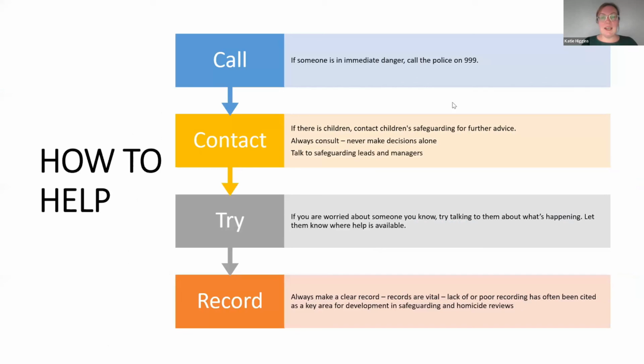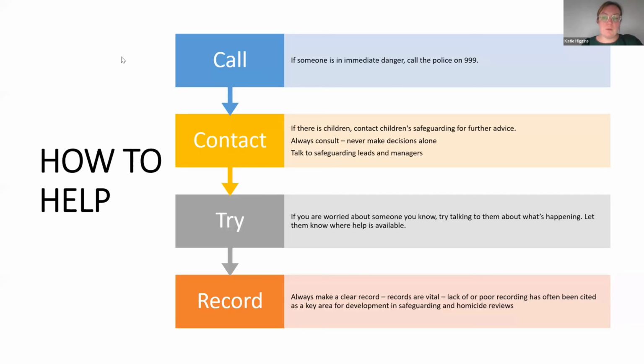So if somebody's in immediate danger, then it's a police matter. Again, if there's children in the household or children involved, then it's always a children's safeguarding referral. And don't feel like you have to make this decision alone. Safeguarding, we're never alone in safeguarding. You can always ask for senior support. You can talk to your safeguarding leads. Depending on where you work, you might have access to the safeguarding nurses and that type of thing, or just a senior colleague or a manager.